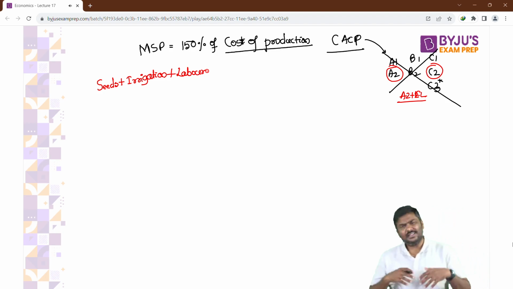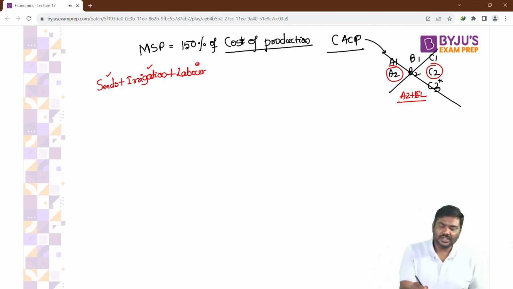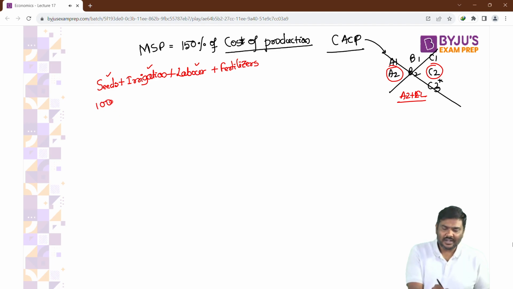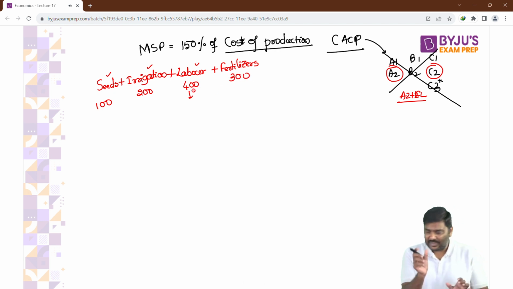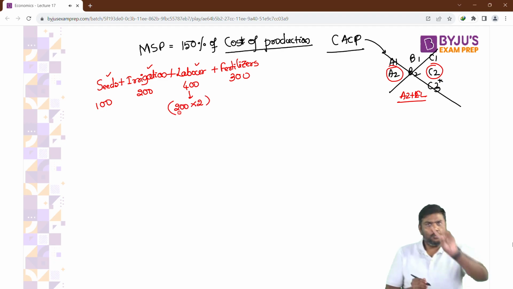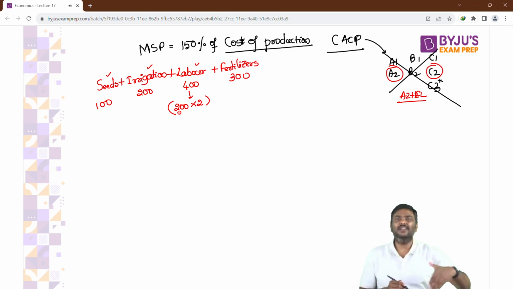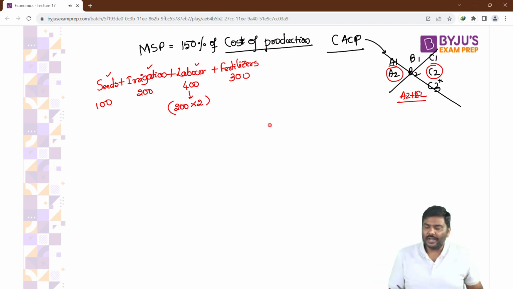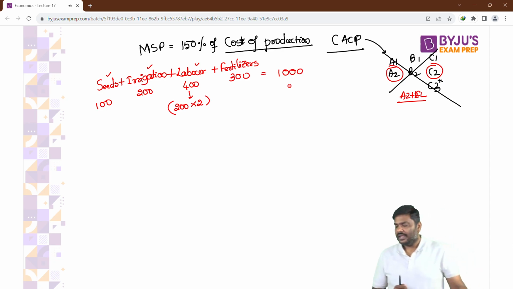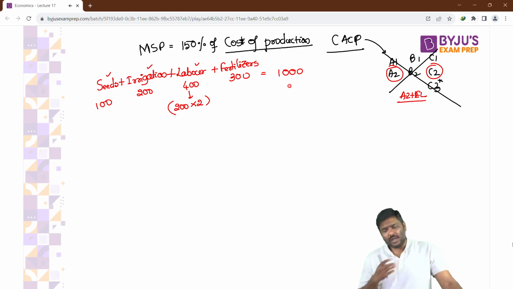And let's say hypothetical numbers: seeds, irrigation, labor plus fertilizers. I will throw in arbitrary numbers here just to make you understand. Imagine the cost was seeds 100 rupees, irrigation 200 rupees, labor 400 rupees, and fertilizer 300 rupees. And I'll take a very simple number here. Imagine I will use 2 units of labor, 2 people per day, I'm paying 200 each, so that becomes 200 into 2. So now please let me know, can I say the sum total of all of this is 1000 rupees? Is the logic okay?